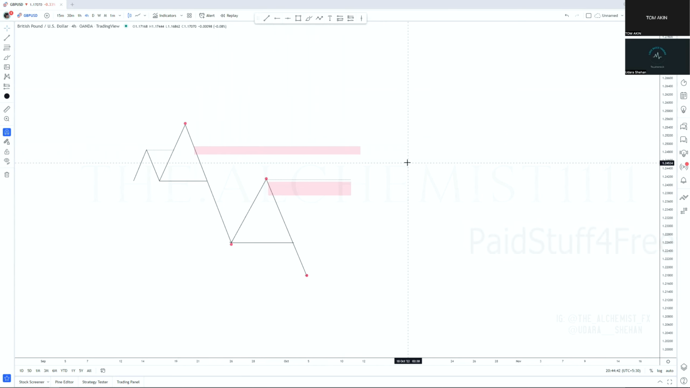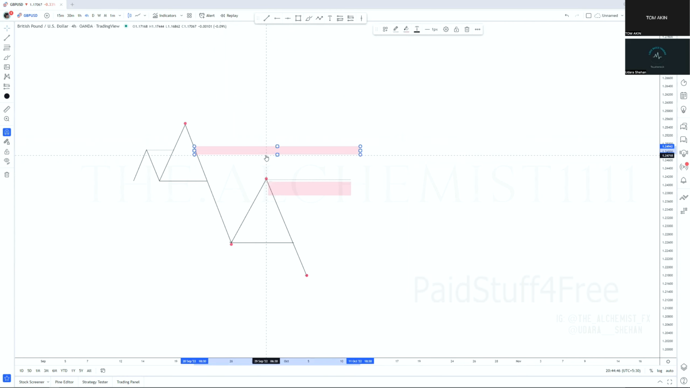If you put imbalances aside, we're simply focusing on the closing prices of the candles. That is what we are focusing on. Now let me show you.